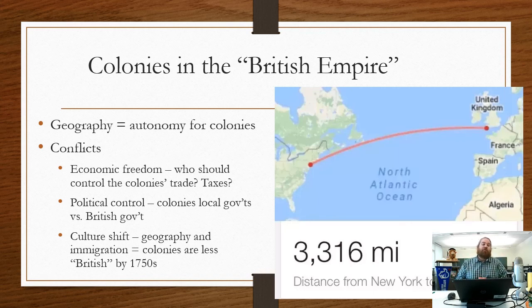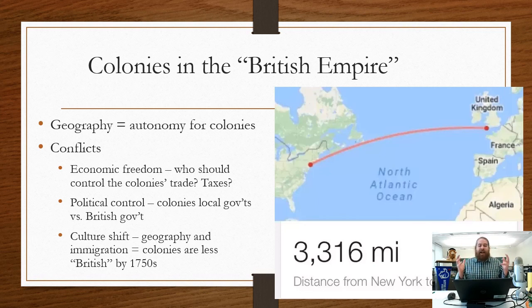And so they had arguments over trade. Who gets to control the trade? Can the colonies trade with whoever they want, or does Britain control them? Who should tax them? Which government is able to collect their money? They fought over political control. Which government gets to make the laws? The colonial government or the British government, right?